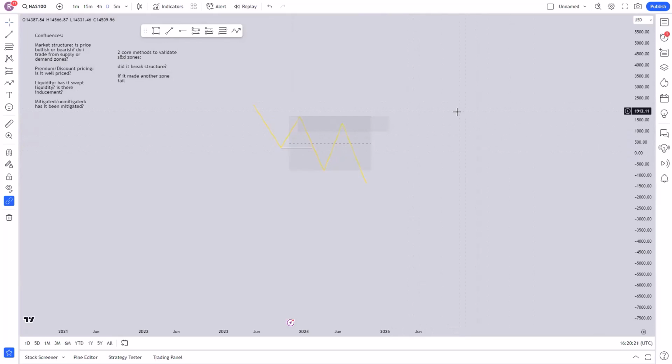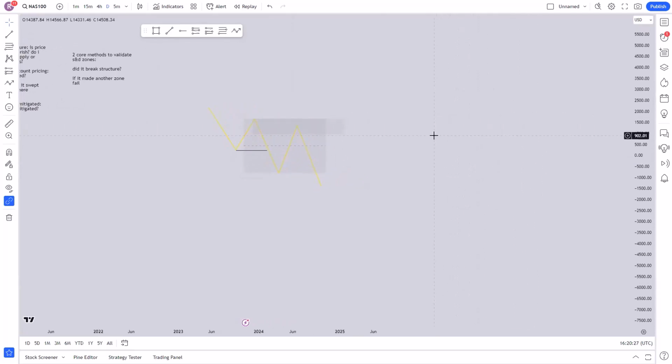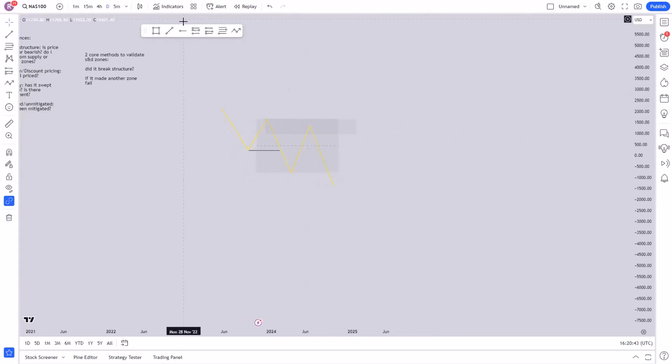If it only wicks above the inducement, is it still valid for sales then? What do you mean? Oh, okay. Sorry. Yes, yes. So if it only wicks above but fails to close, if we fail to get a full body closure above this high, sorry, Zoran. Yes, you're correct.